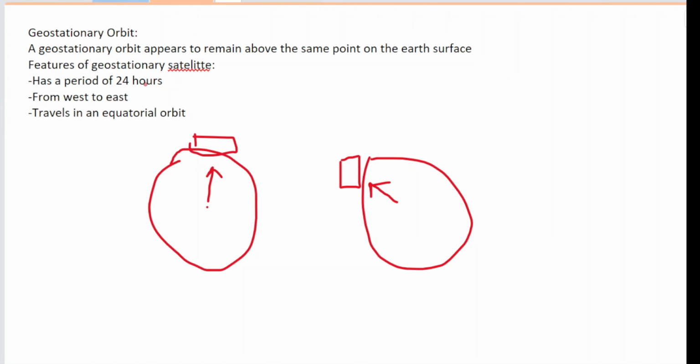If it is more, then it will not be able to stay in sync. It also has to go from west to east because the Earth also rotates from west to east, and it has to travel in an equatorial orbit, right? So these are the three main features of a geostationary satellite. And that's it. That's it for this topic notes.